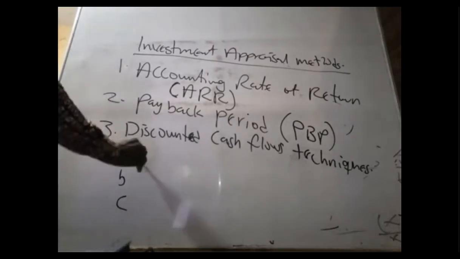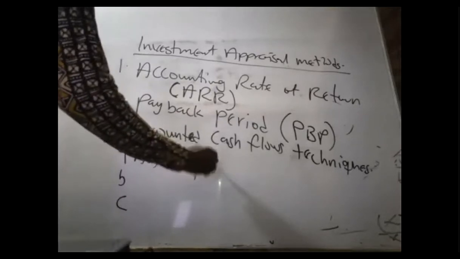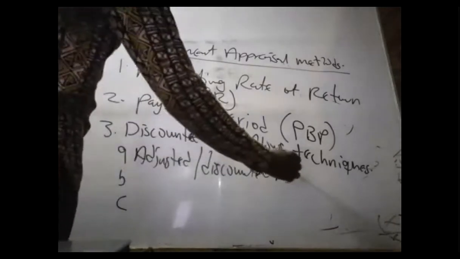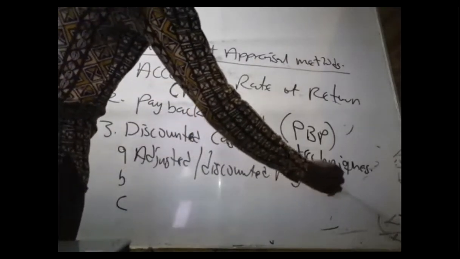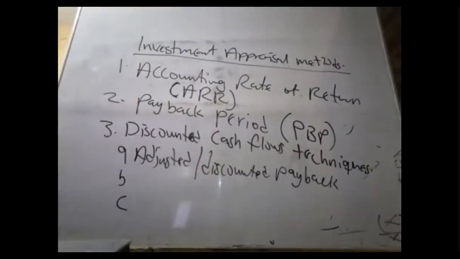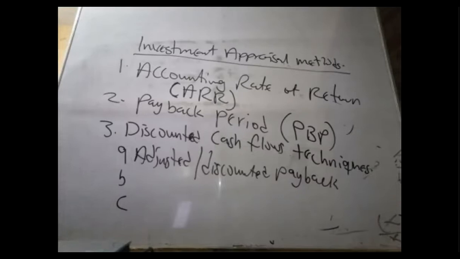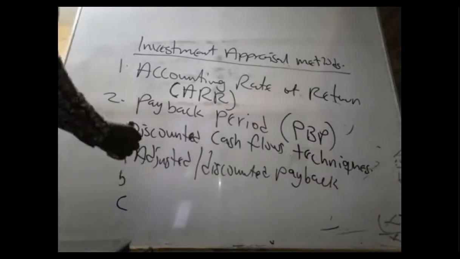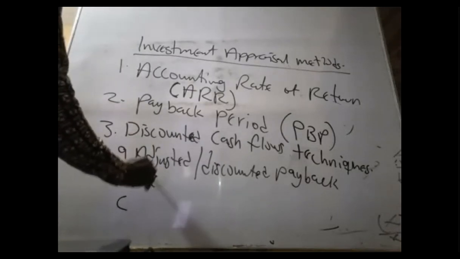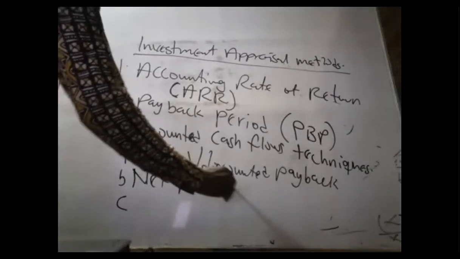The first one is called adjusted or discounted payback period. So that means there are three types of payback: the normal payback and the one where we discount the cash flows. Then we have what you call the almighty net present value, NPV.